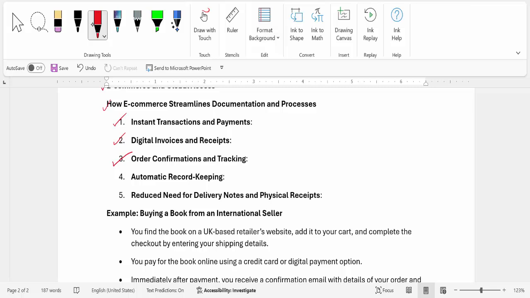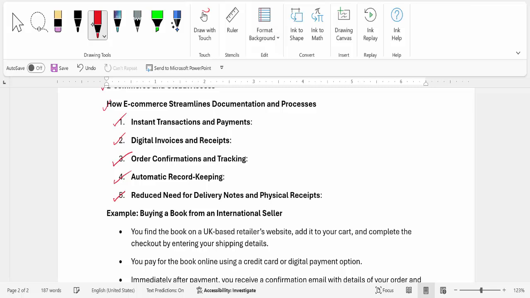4. Automatic record keeping. E-commerce platforms automatically store each transaction in a digital ledger. This allows both customers and sellers to easily access past purchase records without sorting through paper files. For businesses, this digital storage makes it simple to manage inventory, analyze sales trends, and handle customer inquiries efficiently.